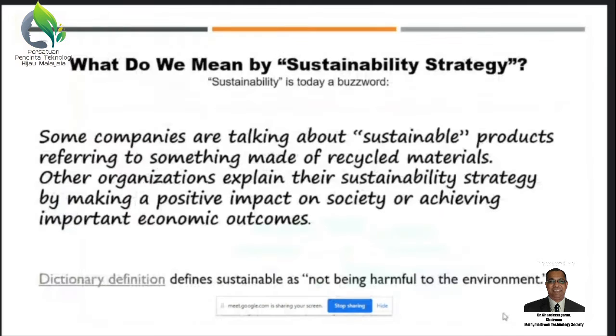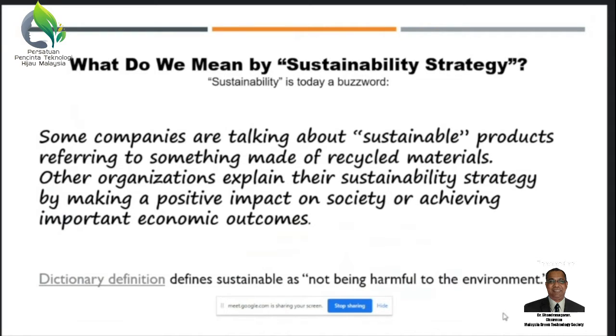Now next, let's look at sustainability strategy. What do we mean by sustainability strategy? Some companies are talking about sustainable products, referring to something made of recycled materials. Other organizations explain their sustainability strategy by making a positive impact on society or achieving important economic outcomes.